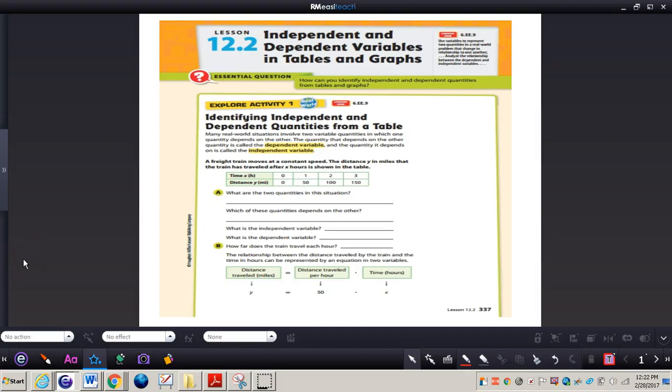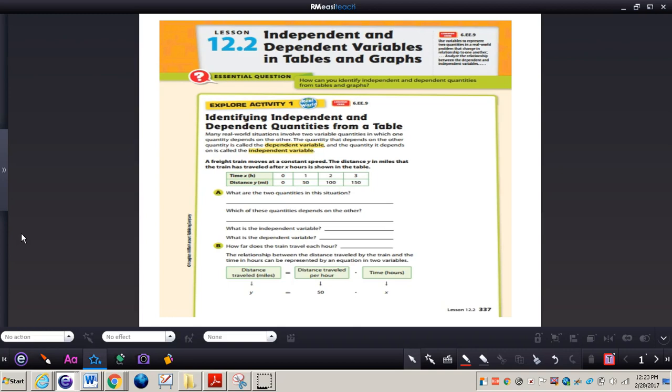In this video, we're going to be taking a look at independent and dependent variables in tables and graphs. And you will need to get out your Go Math book and turn to page 337. Get out your math journal and a pencil. Now, the essential question we are going to be taking a look at is how can you identify independent and dependent quantities from tables and graphs?